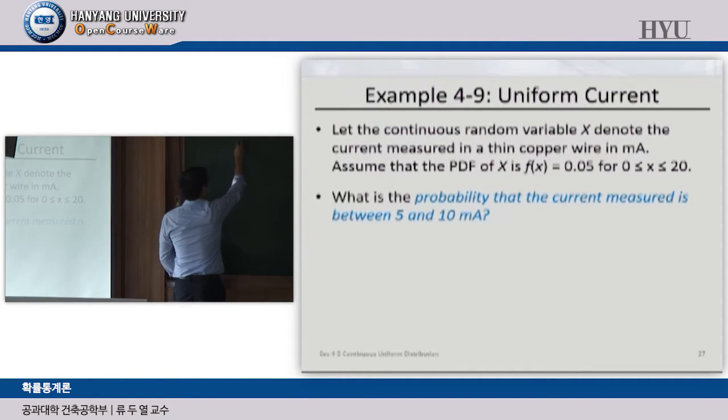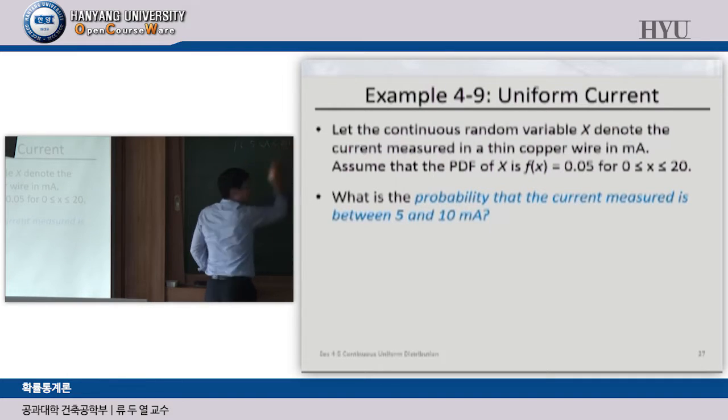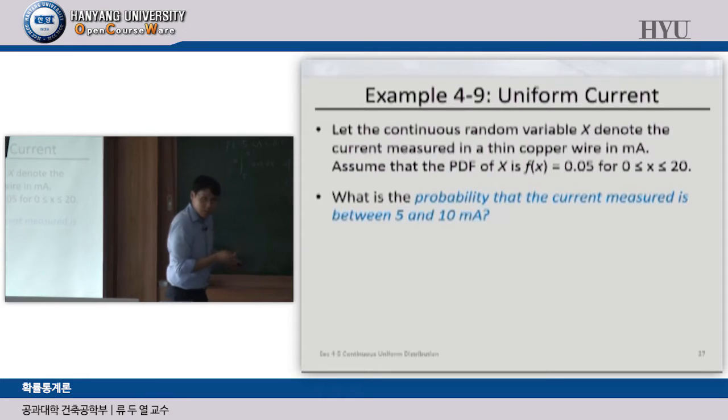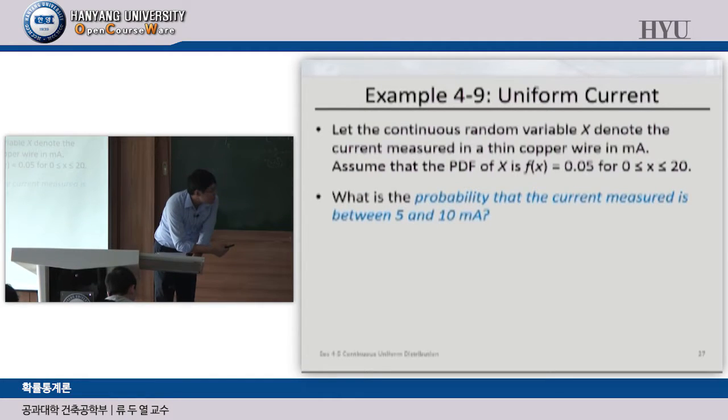So in this case, we have to calculate the probability of x when x is between 5 and 10, right? So this will be the integration from 5 to 10 of 0.05 dx. That is equal to 0.05 x from 5 to 10. That should be 0.5 minus 0.25. Okay? So the answer will be 0.25. Okay? That is the probability for this case.